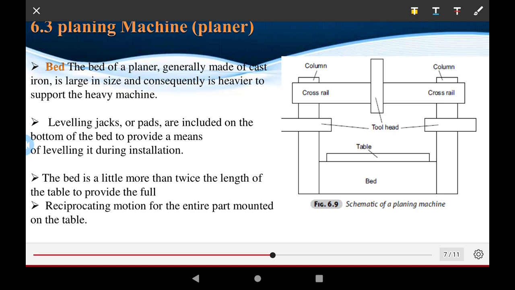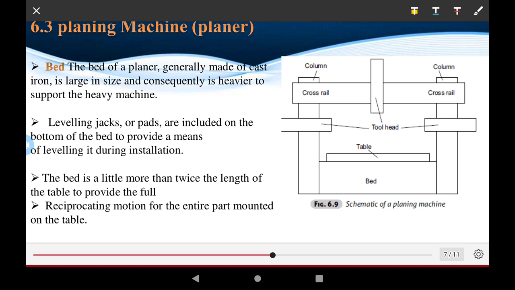The bed is a little more than twice the length of the table, provided to the full. The bed is the long area, and the table is short in length in comparison to the machine, and it is provided to give the full reciprocating motion to the entire part mounted on the table.